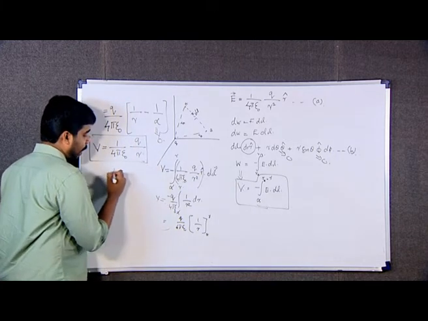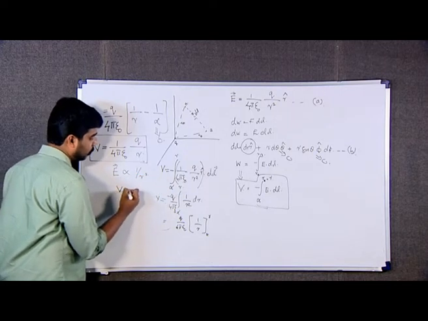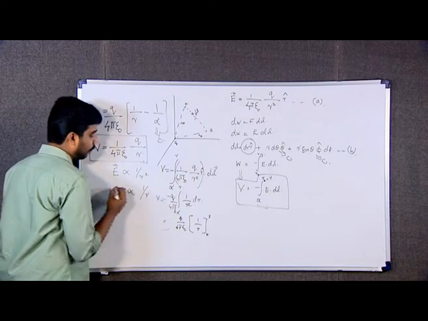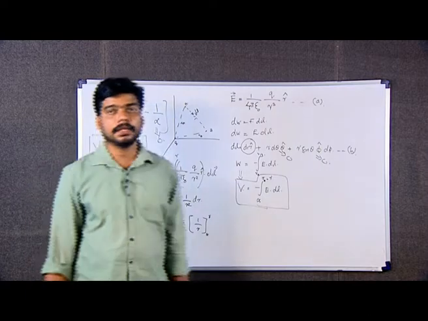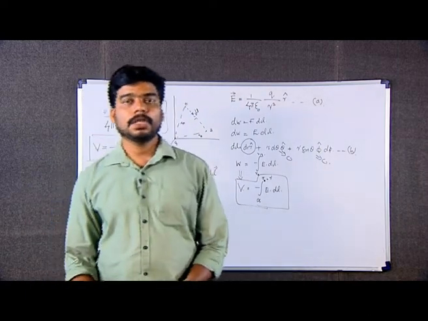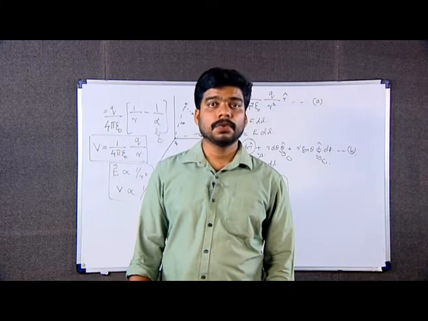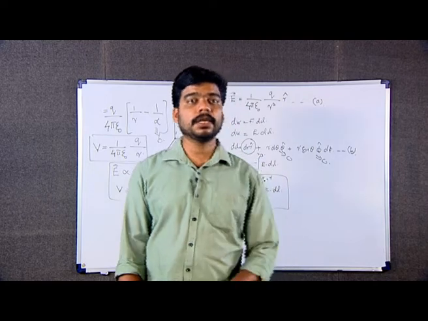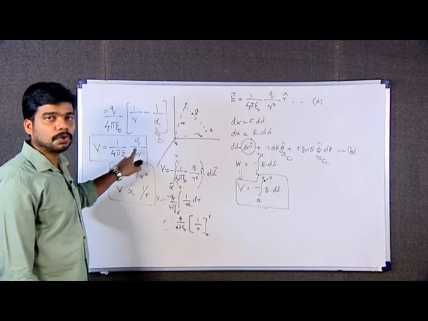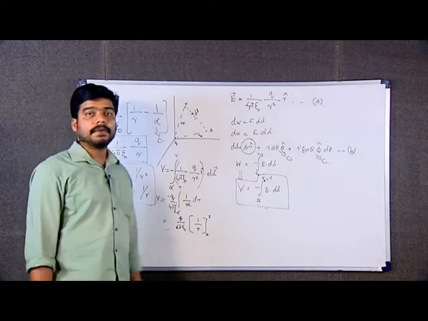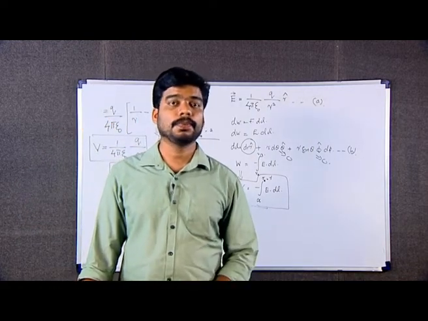So the electric field has a variation of 1 by r square, while the potential varies with distance as 1 by r. These are the two differences between the electric field and the electric potential V. This equation gives the expression for potential at a point with position vector r. In general, potential can be written as V equal to 1 by 4 pi epsilon 0 q by r, where r is the position vector with respect to the source charge q.